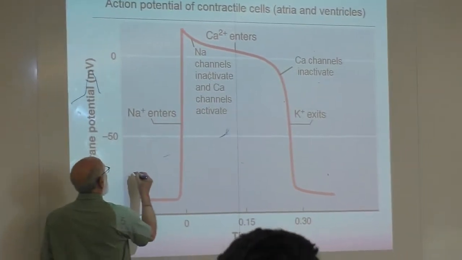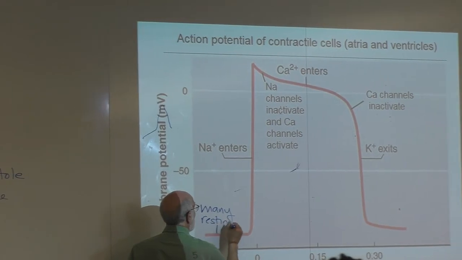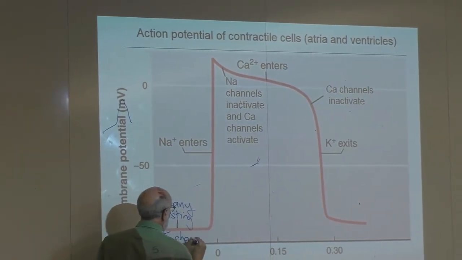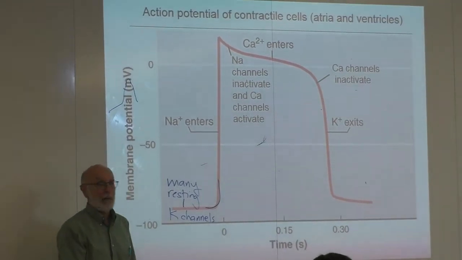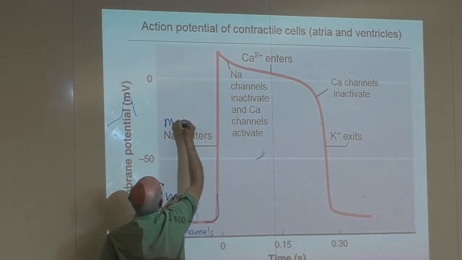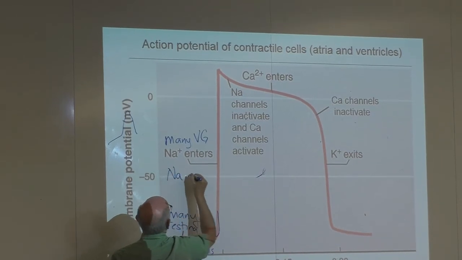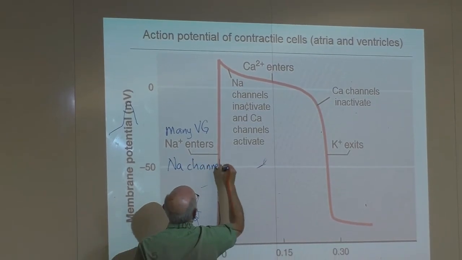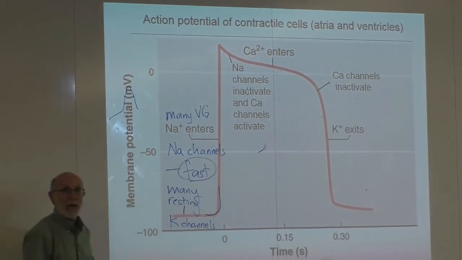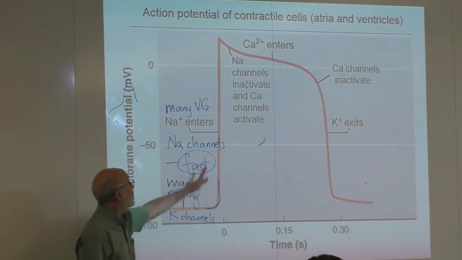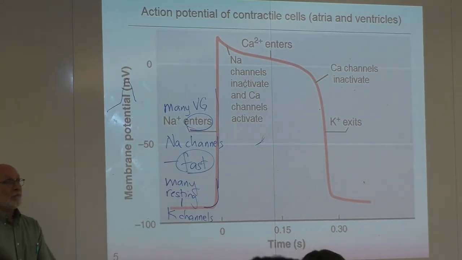They have many resting K channels. When depolarized by their neighbor, they have many voltage-gated sodium channels, which are fast relative to calcium channels. And so we get a lot of sodium influx. And that's a fast, large depolarization.